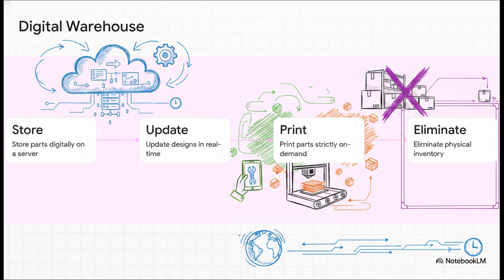Here's how it flows. First, parts are stored digitally on a server. Second, because they are digital, designs can be updated in real time. Third, parts are printed strictly on demand. And fourth, this totally eliminates the need for extensive physical inventory. It completely changes the speed, the cost, and frankly, the flexibility of modern supply chains. It's a total game changer.